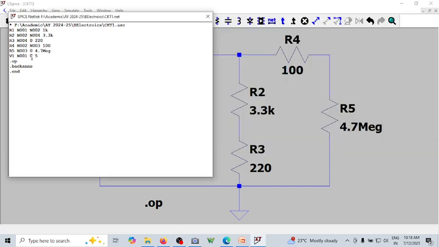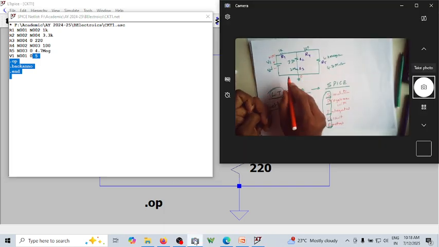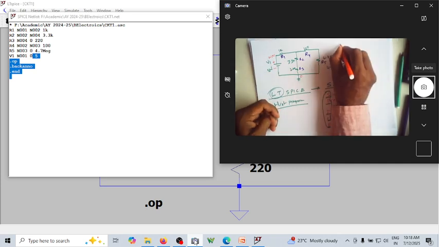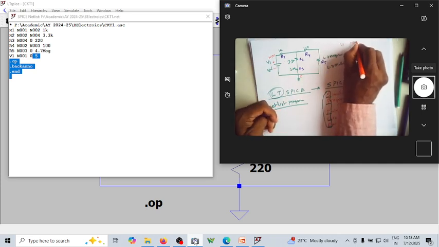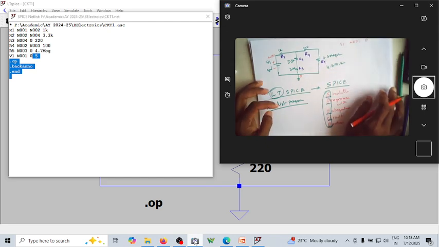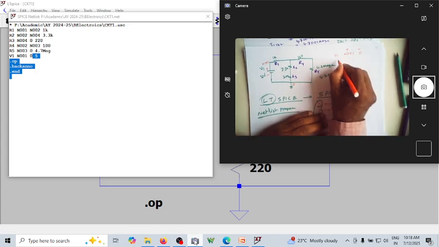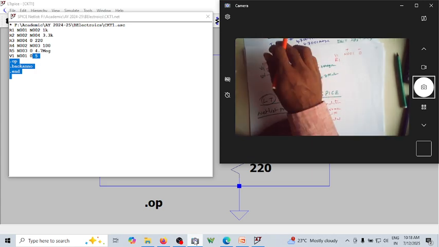Can you see this is 0 now? That is the 0th node here. See here, this is 0. So where is V1 between? V1 is between N001 and 0. So this is the positive terminal, this is the negative terminal of the battery. Correct? Then where is R1 connected between?